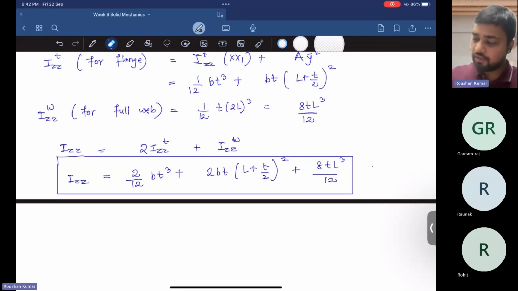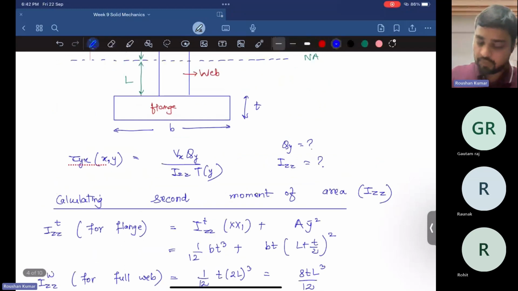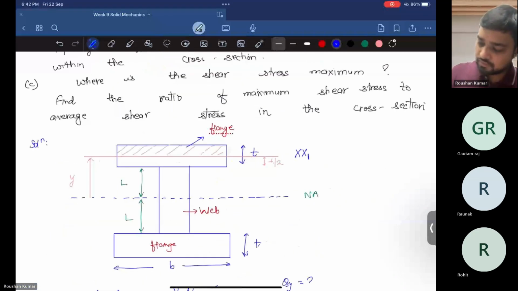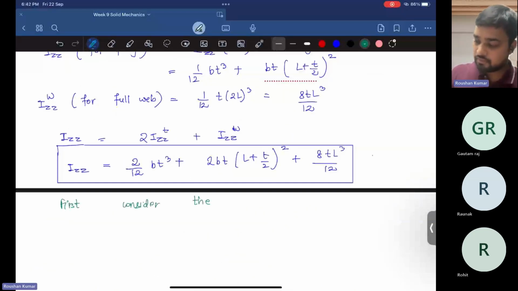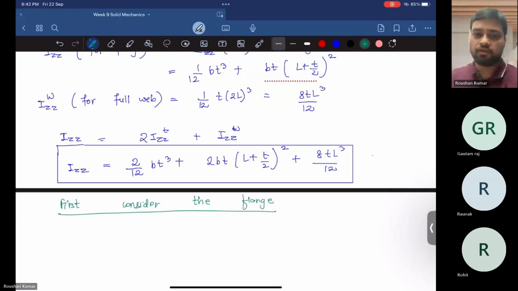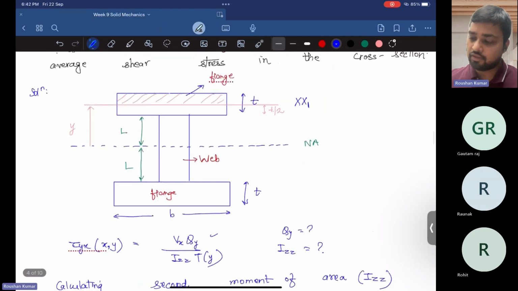For this, we have to find it individually, first for the flange and second for the web. So first consider the flange. Here we have to find the value of Qy. So Qy is given by the area of the shaded region. So this is our flange, and we have to find the area of the shaded region.